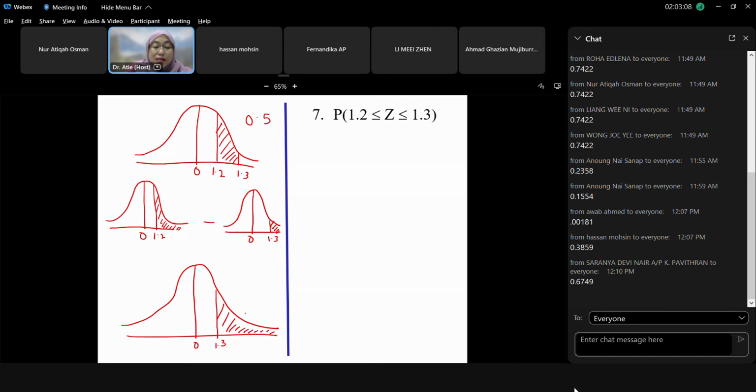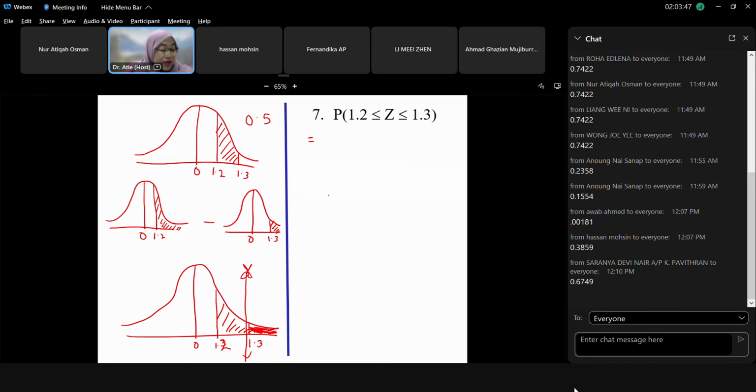And then we have 1.2 and this 1.3. So this area we can also find from the table. Just imagine if you take a scissor or a cutter and you chop this one off. It will leave us with the area that we are looking for. So then what we need to do is find 1.2 first, and then we minus the 1.3 area.